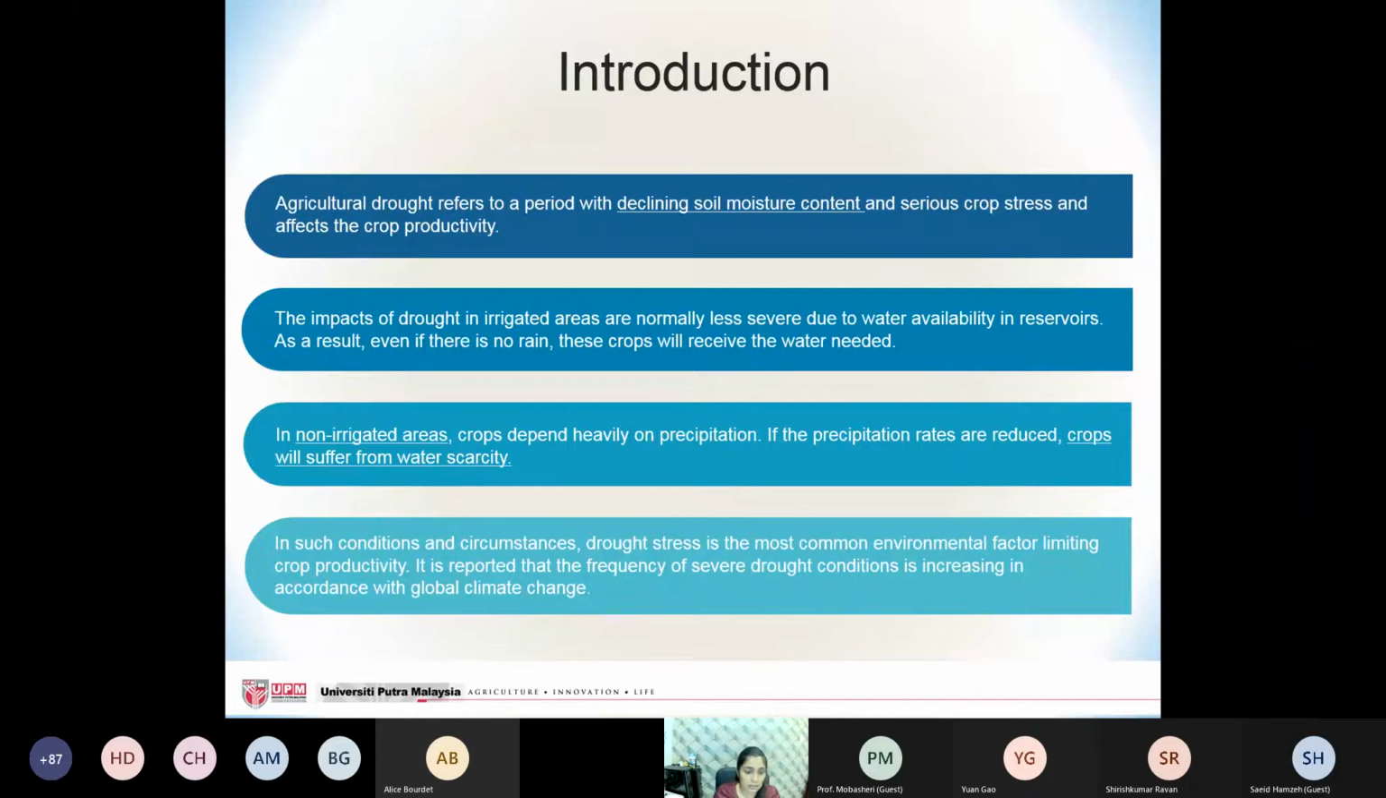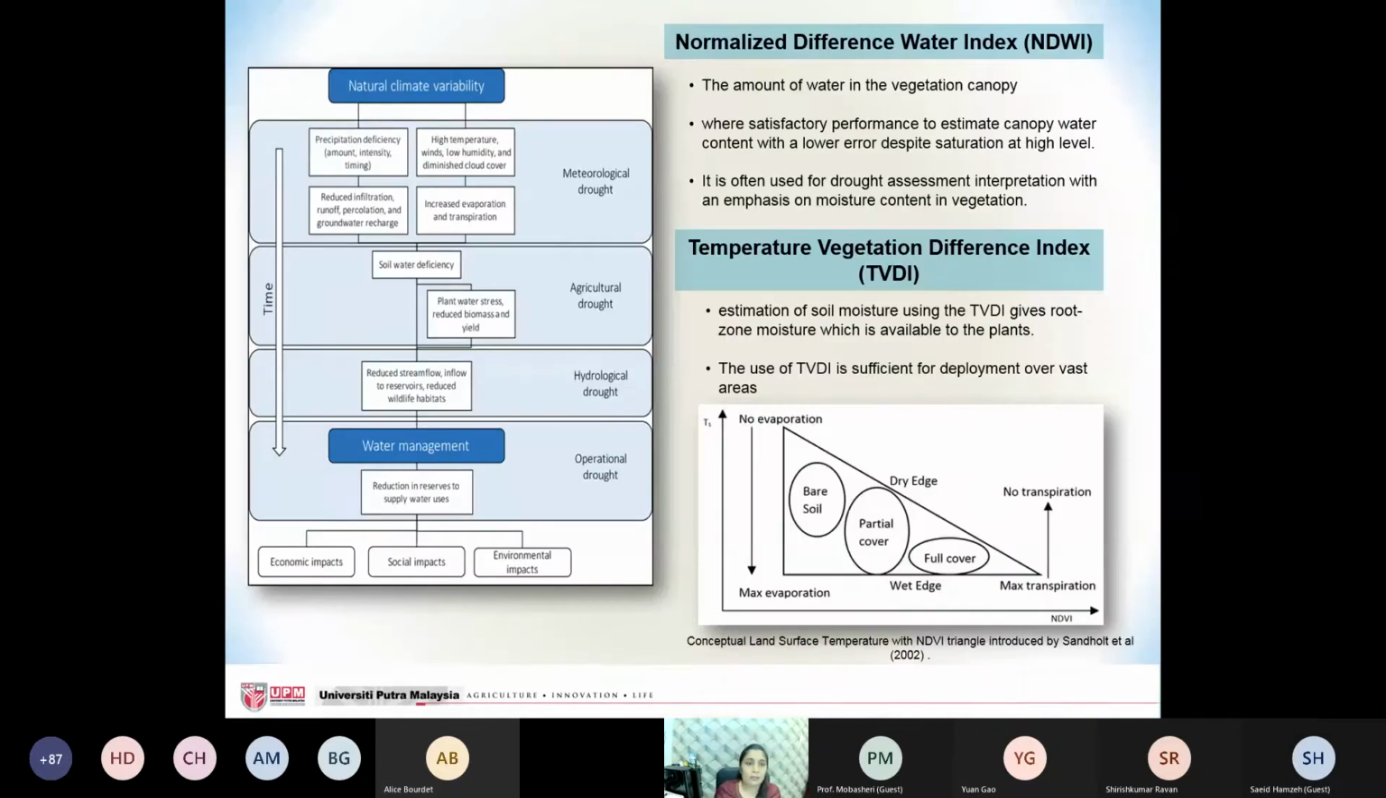In these circumstances, the limitation for crop productivity will be the frequency of the drought condition and how global climate change is happening around that region. Here, on the left-hand side, meteorological drought will happen first. As time goes on, when there is less rainfall and seasons get hotter, agricultural drought will come in, where there is a soil moisture deficiency, and plants will be stressed, and this will definitely affect the yield.